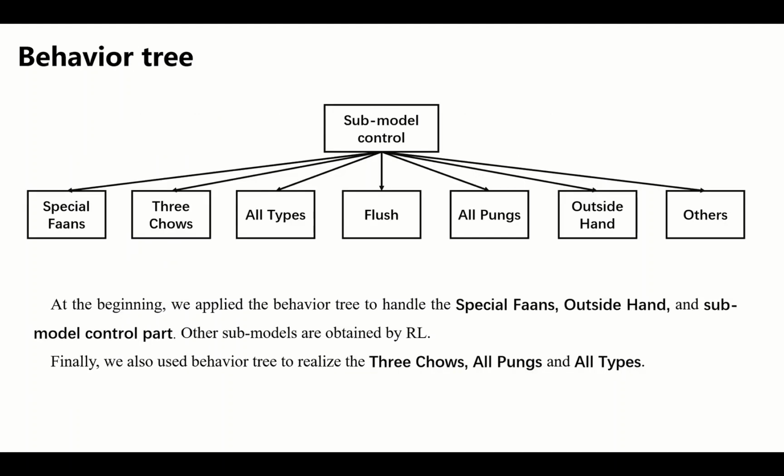At the beginning, we applied the behavior tree to handle the special fans, outside hand, and sub-mode control part, which are not performed well by the RL model. With the understanding of the Chinese standard Mahjong, we found that many other fan types can also be easily implemented with a behavior tree that has stable logic and does not need to spend resources to train. So we finally use the behavior tree to realize the 3 Chous, all Pengs, and all types.